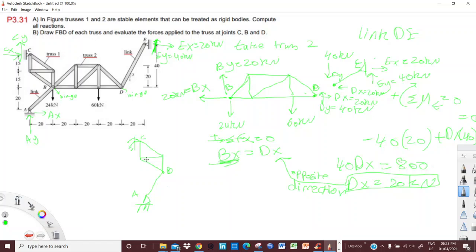So we split the structure at B, and therefore we have by and bx. By is going to be downward, which is 20 kilonewton, and to the right, since this is left, it will be 20 kilonewton. But if I split again, then I need to find the by. Let's assume I split the structure again. Here is this one.